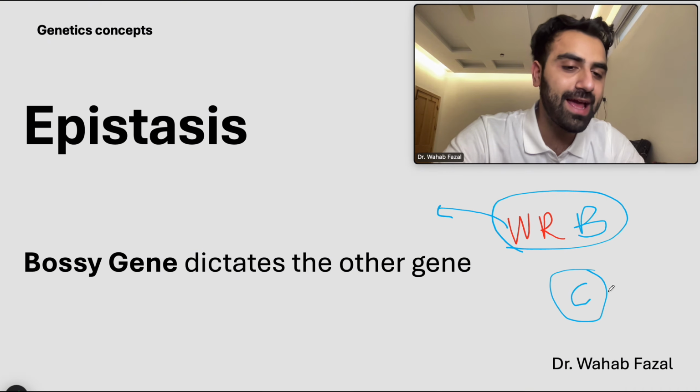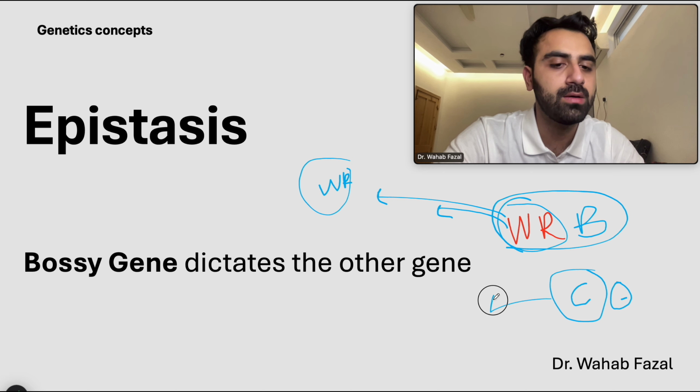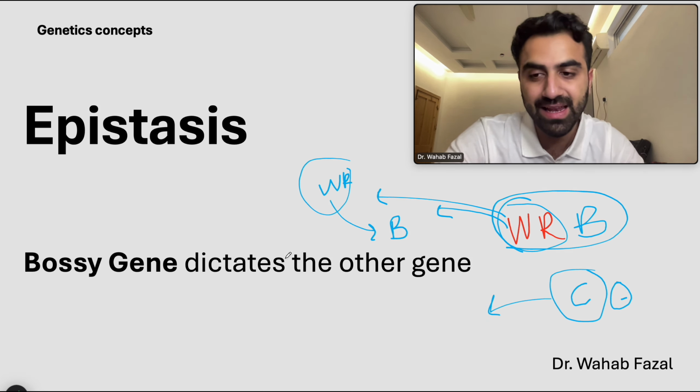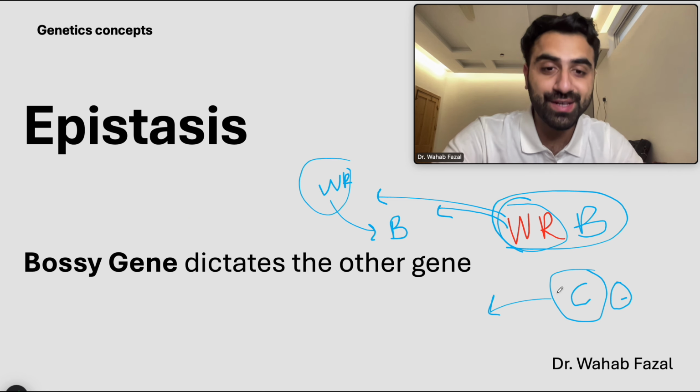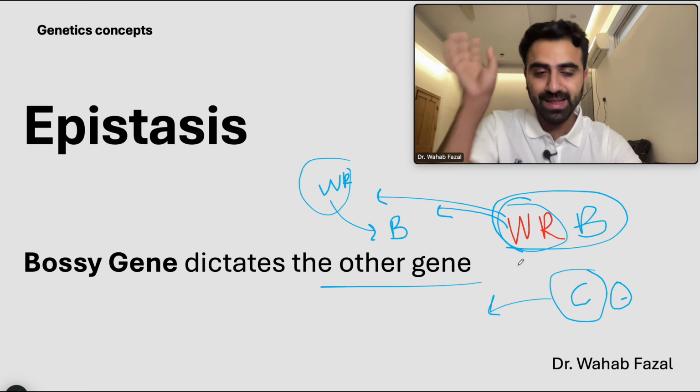Now this gene actually, whatever happens, let's say white and red are inherited from the father. So you get white and you get red. But then this color gene just turns the whole thing black. It turns the whole thing black just because you got a specific allele. So that means there is another gene which is hiding in the background, which is dictating the behavior of the other gene.